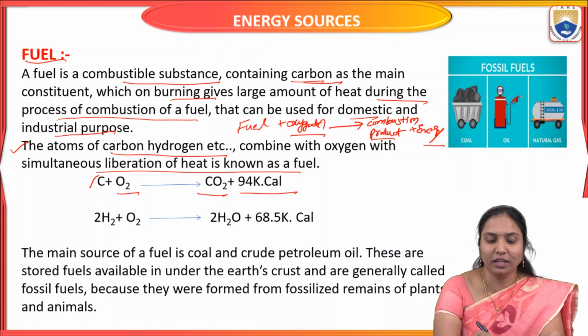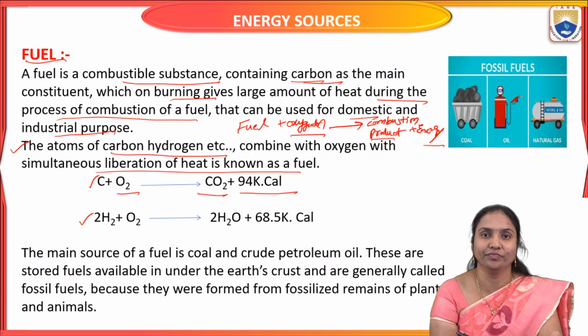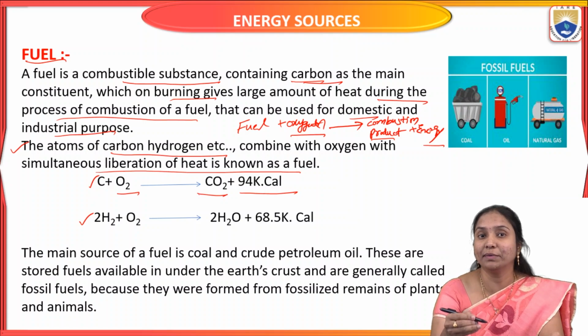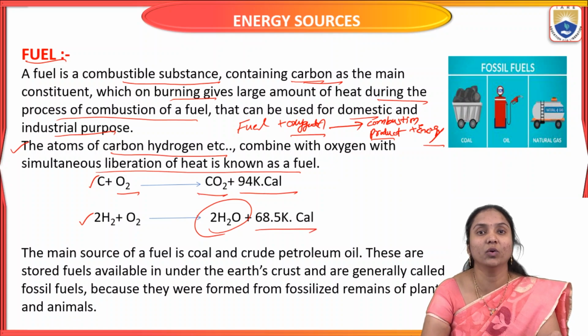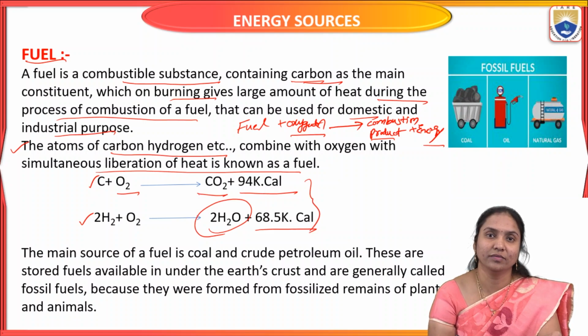For example, if the fuel contains hydrogen, during burning in the presence of oxygen, the fuel interacts with oxygen and the combustion product is water, and it releases 68.5 kilocalories of energy. This energy is used for domestic and industrial purposes.